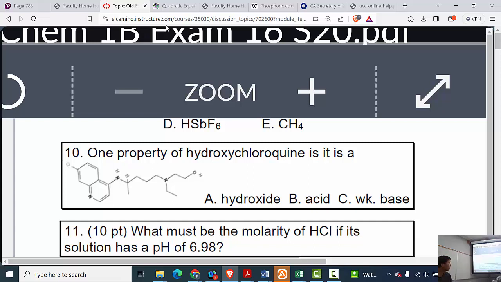Do you see any acidic hydrogens? No, we need an acidic hydrogen. How do you get an acidic hydrogen? You have to have a polar bond. This is polar here, but it's an alcohol. It's not polar enough to be an acid.